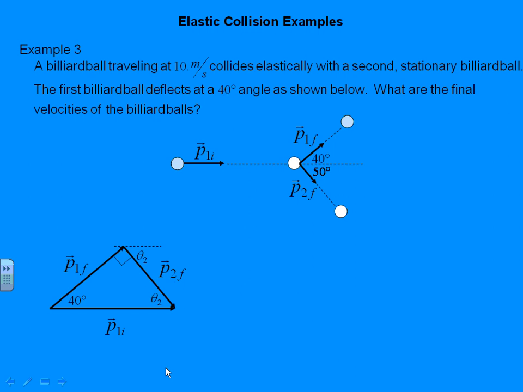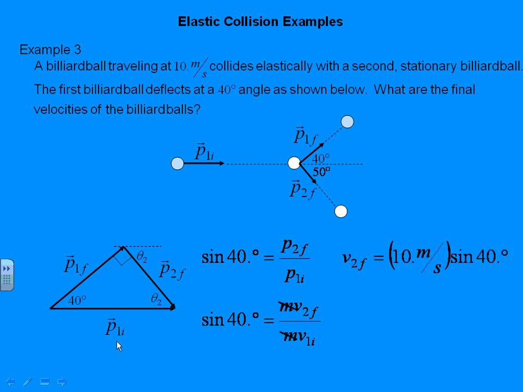Likewise, we can find P2F by using a sine function. Sine of 40 is opposite over hypotenuse. Each momentum is mass times velocity. Masses cancel. Solve. Again, v1I is 10 meters per second. And you get 6.4 meters per second at negative 50 degrees.